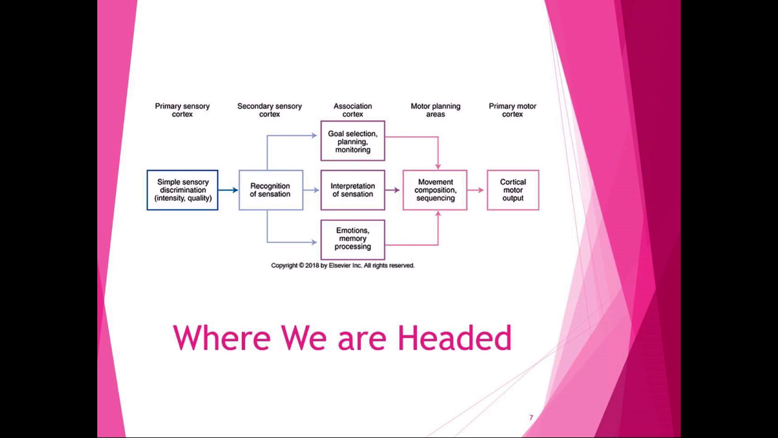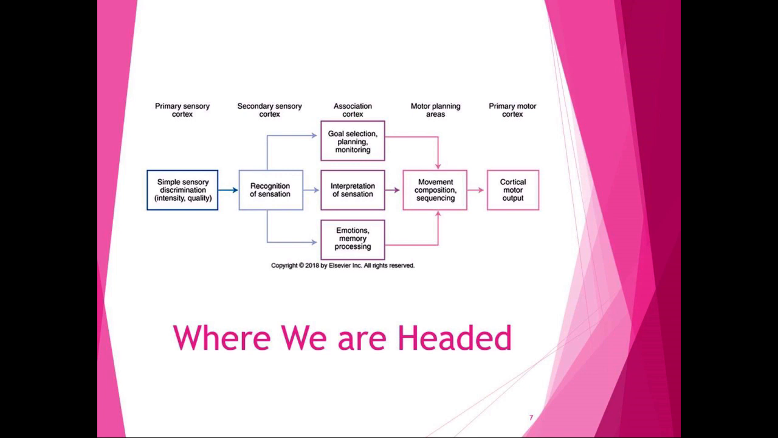So I don't know if you've ever heard this, but when I was a kid, I remember hearing, oh, we only use 5% of our brain or some small percentage, which is absolutely not true. A large percentage of our brain is involved in association cortex. So goal setting, planning, monitoring, interpretation of sensation, emotions, and memory processing. So all of this stuff goes into interpreting sensory information, planning motor information.